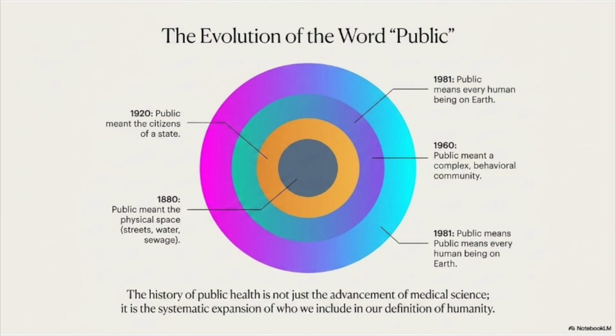Modern public health recognizes that health is influenced not only by biology but also by education, income, occupation, housing, nutrition, environment, social justice, and equitable access to healthcare. The history of public health is therefore much more than the history of medicine. It is the story of humanity gradually expanding its responsibility for the health and well-being of all people.